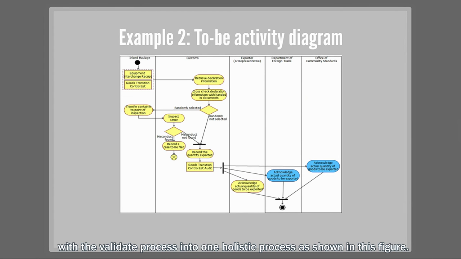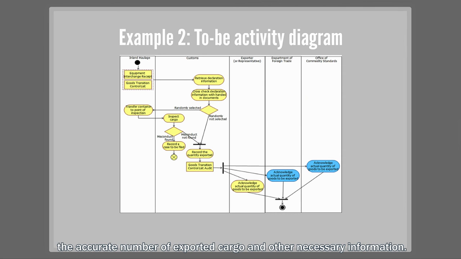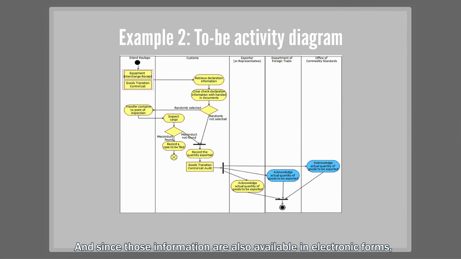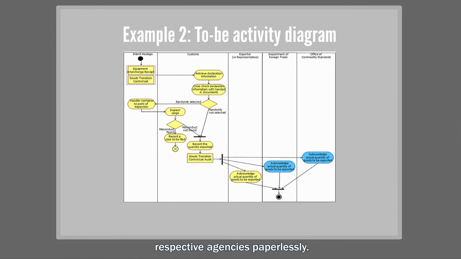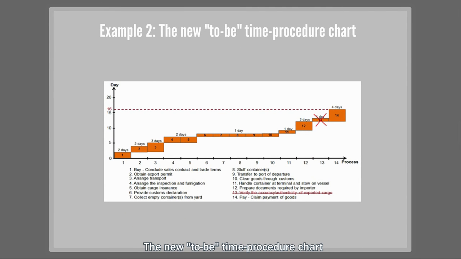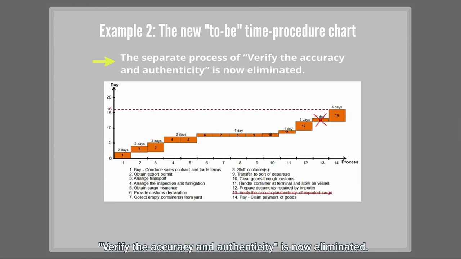This is because customs officers have checked the final exported cargo and processed the most updated information about that shipment, for example, the accurate number of exported cargo and other necessary information. And since that information is also available in electronic form, all relevant updated information is already there in electronic format. This electronic information can then be sent to different respective agencies paperlessly. The new to-be time procedure chart could illustrate these better to-be business processes. The separate process of verifying accuracy and authenticity is now eliminated.